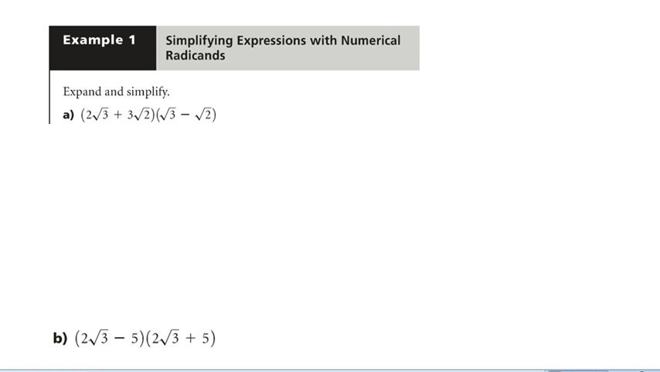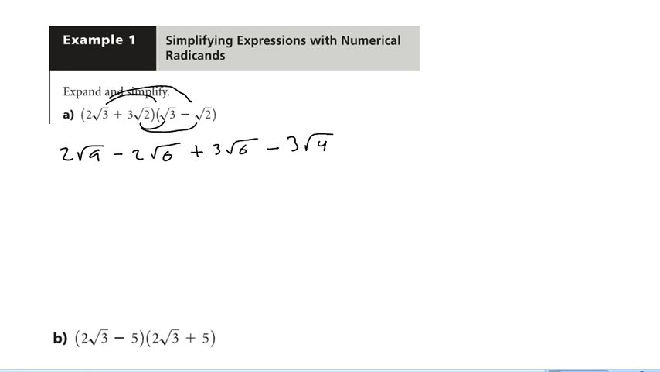All right, and now we'll do the exact same thing, but instead of x and y, we're going to have root 3 and root 2. So I get 2 root 9 minus 2 root 6 plus 3 root 6 minus 3 root 4. So notice the numbers multiply by each other and the roots multiply by each other.